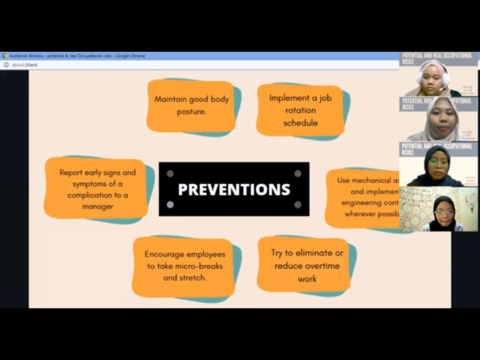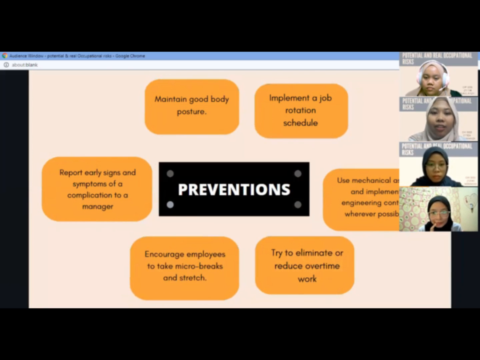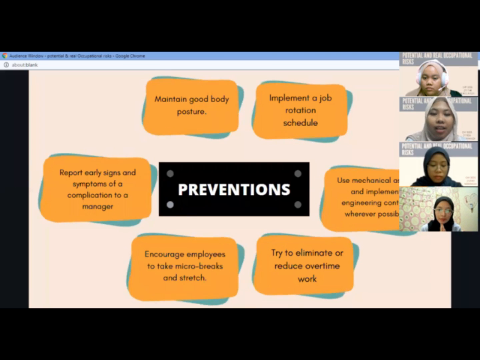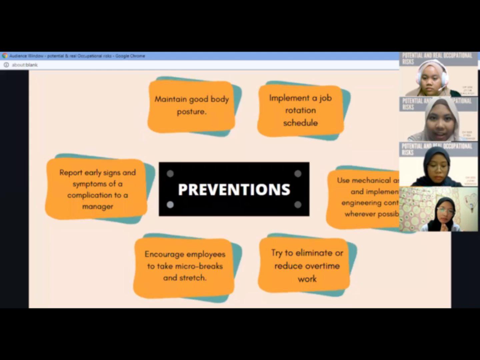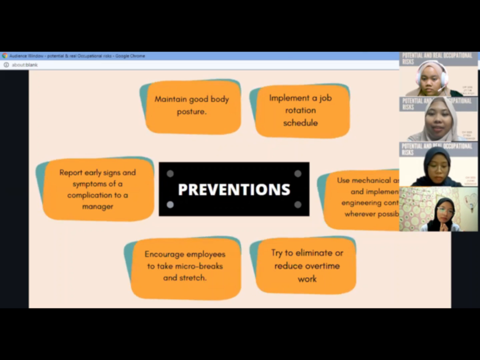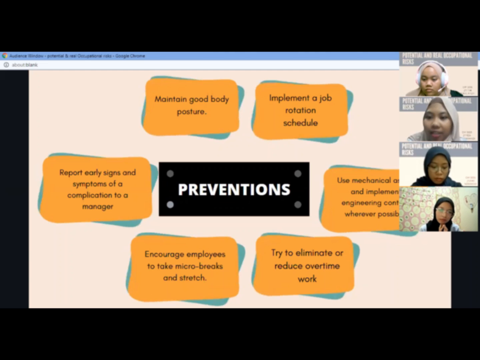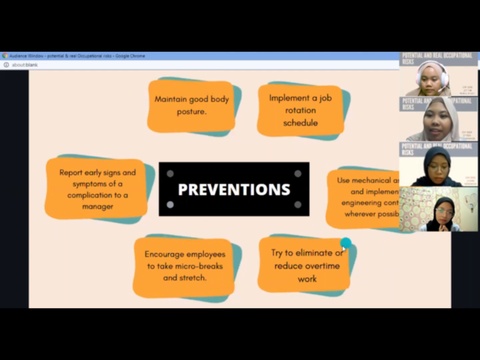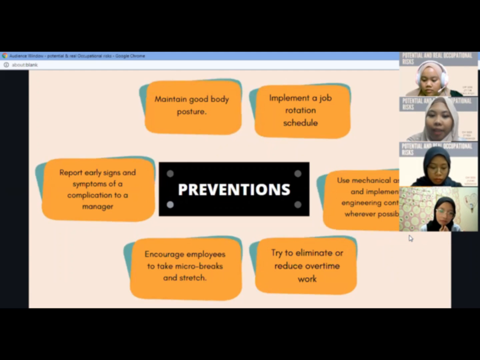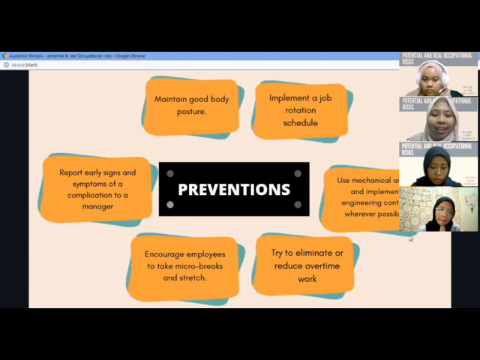Okay, for prevention, there are a lot of things that someone can do if they are facing this type of hazard. Firstly, they must maintain a good body posture. Next, they must implement a job rotation schedule. Next, use mechanical assists and implement engineering controls. Try to eliminate or reduce overtime work. Encourage employees to take micro breaks and stretch.